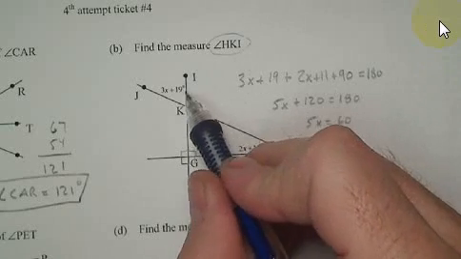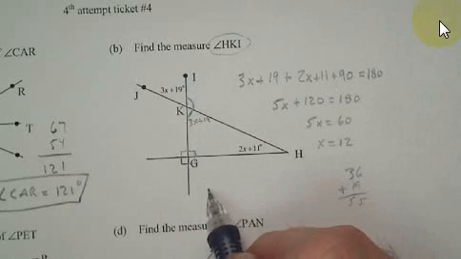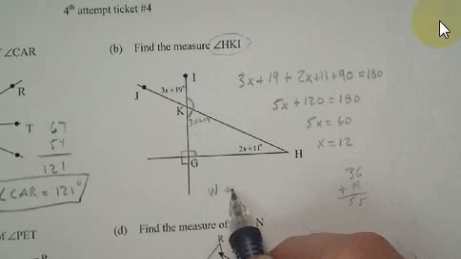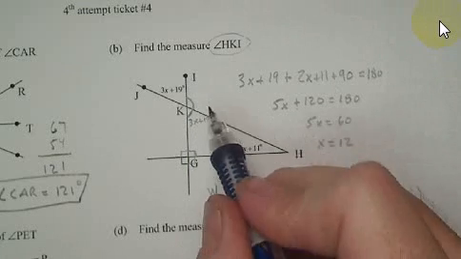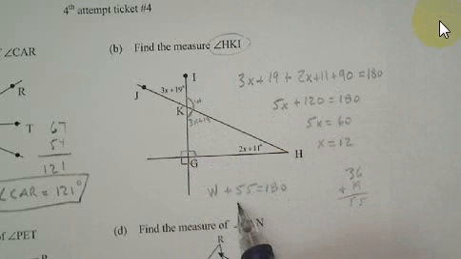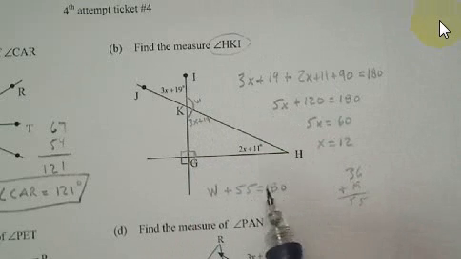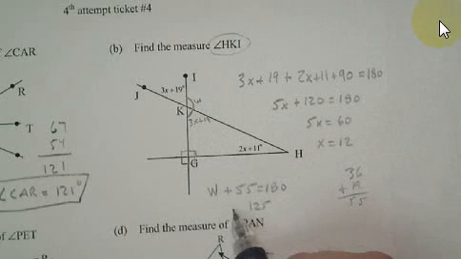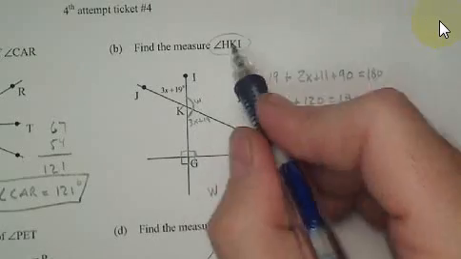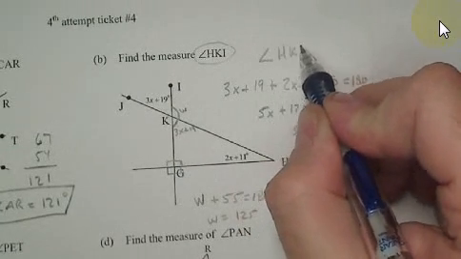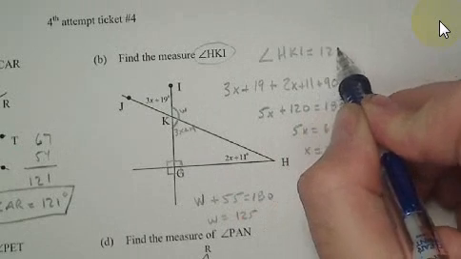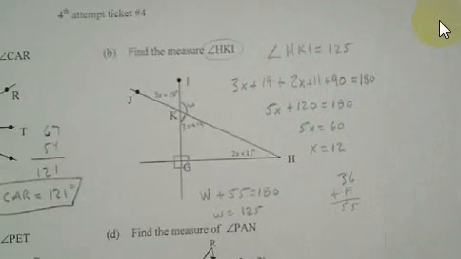The angle you're trying to find, which I'll call W, plus 55 has to equal 180. So the angle I'm trying to find is W, subtract 55, and you get 125. And that's what you're trying to find. We'll go back and use the name we're supposed to use. Angle HKI equals 125.